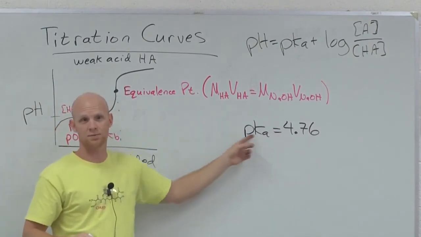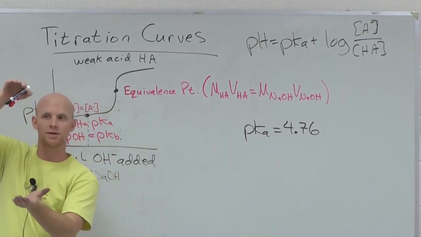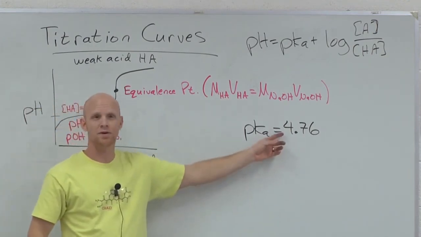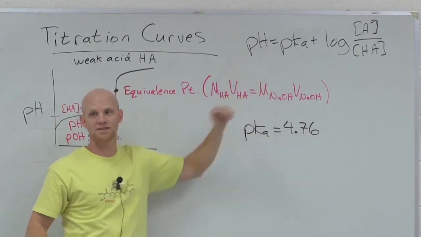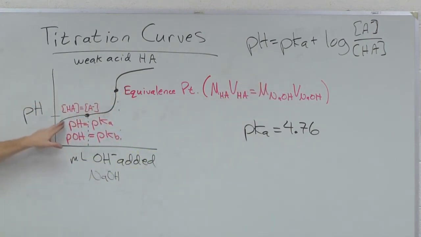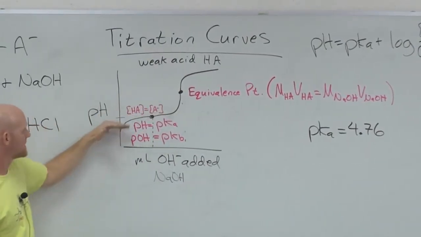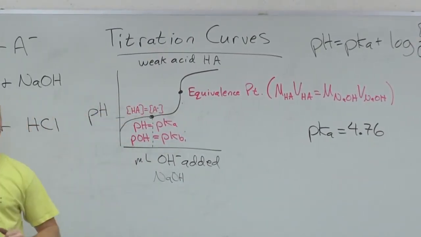4.76. That's where pH would equal pKa. But what range could it be used over? Awesome. You could use it anywhere from 3.76 up to 5.76. So notice down here would be like 3.76 up to 5.76, but you get outside that range, and the pH starts to jump wildly. It's no longer a buffer.